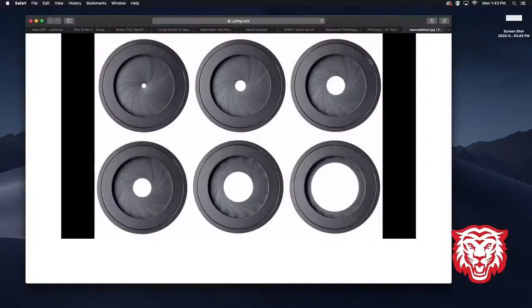I have pulled up an image here of different aperture rings, and these exist inside of the camera. And if you look, some of these are quite small, and some of these are quite large. And this is representative of the same lens, every one of them has an adjustable aperture.